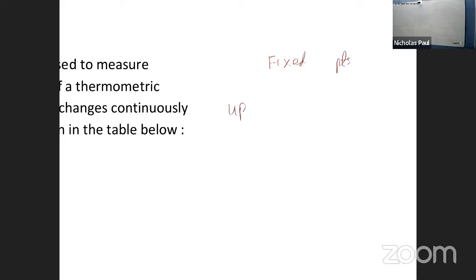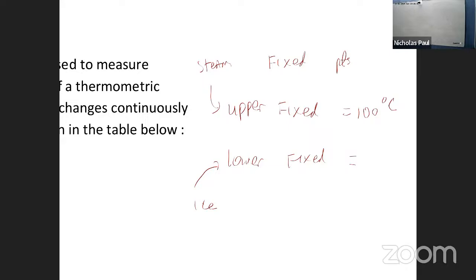One is upper fixed point, and the next is lower fixed point. Right? Upper fixed point is temperature of steam above pure boiling water. Lower fixed point is temperature of ice. Well, pure melting ice, right? Upper fixed point is 100 degrees Celsius. Lower fixed point is 0 degrees Celsius.